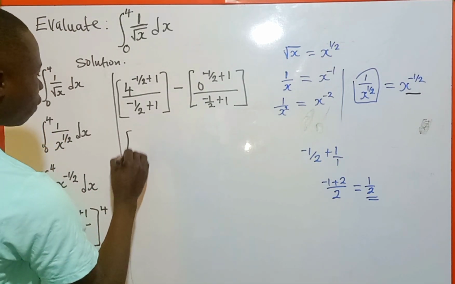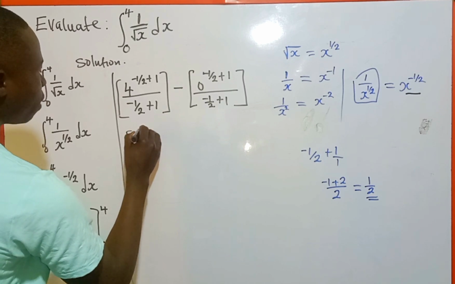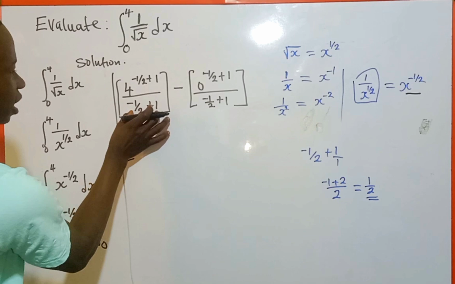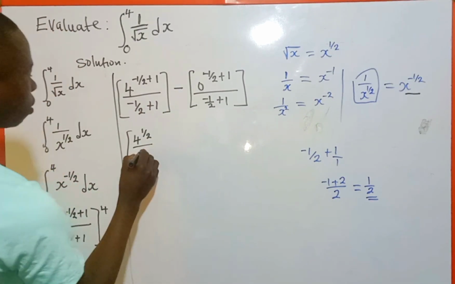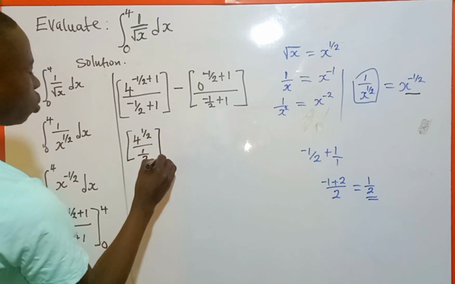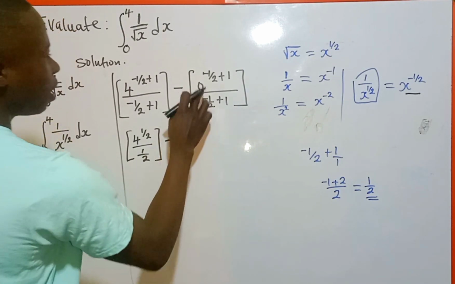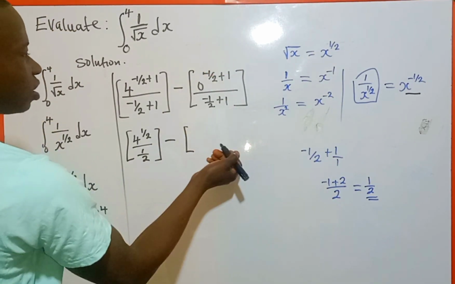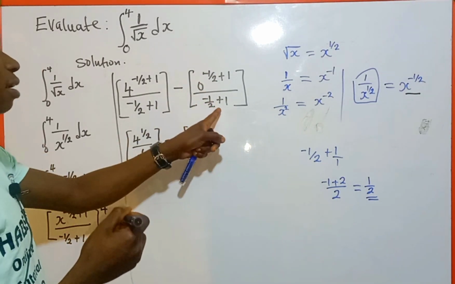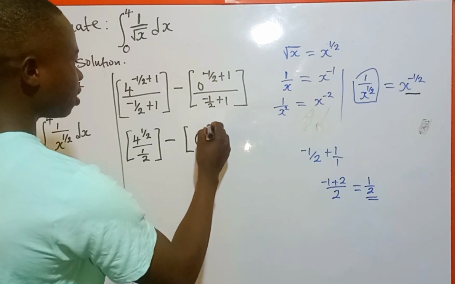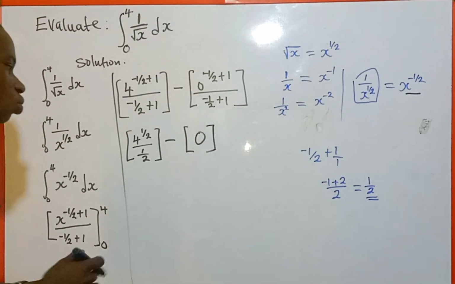So in this power, we can replace minus half plus 1 with 1 over 2 from this simplification. We're going to have 4 to the power of 1 over 2, over 1 over 2, this is the same thing here. Then close the bracket, then minus 0 to the power of 1 over 2, over 1 over 2. 0 to the power of anything is still 0, and 0 divided by any number still gives 0. So the right-hand side of this expression is equal to 0.